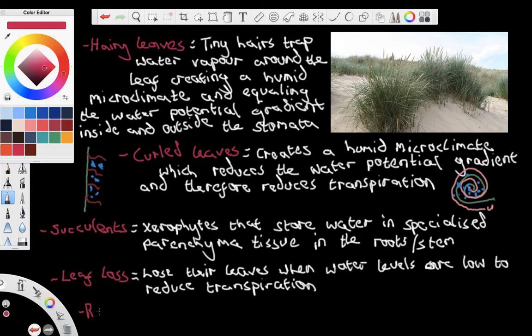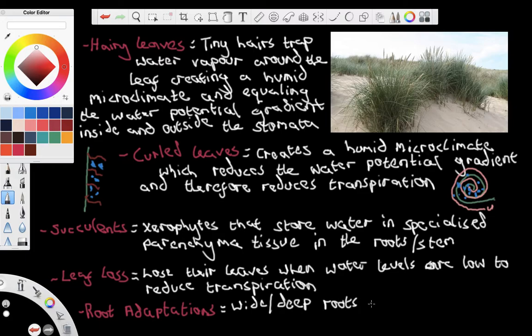So root adaptations, we can say that they have wide / deep roots to maximise water absorption.